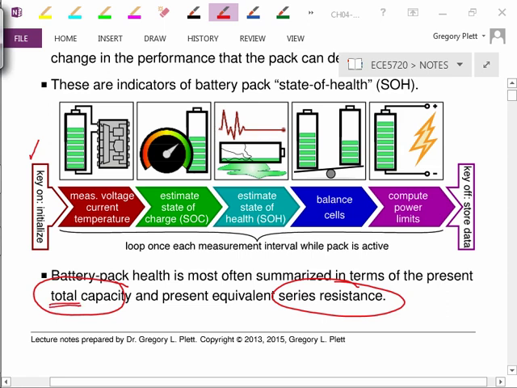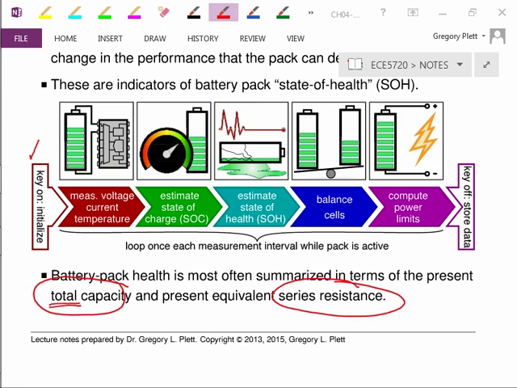And we spend a lot of time in this chapter addressing ways to estimate the total capacity of a battery cell in a good way, in a way that's consistent with the noises and uncertainties that we know are going to be present in our measurement system.